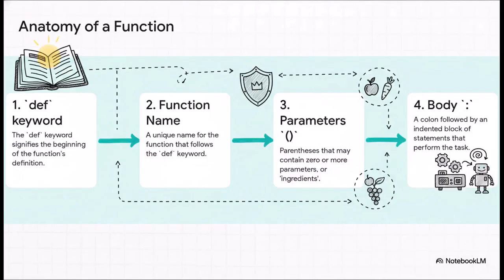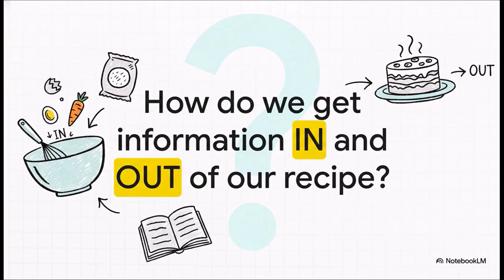And every one of these recipes, every function, has the same basic anatomy. It's super simple. First, you start with the keyword def. That just tells Python, hey, I'm defining a function. Then you give it a unique name. After that, you've got parentheses. Think of these as the spot where you'll list your ingredients. And finally, a colon, and then an indented block of code where you write the actual instructions. That's it.